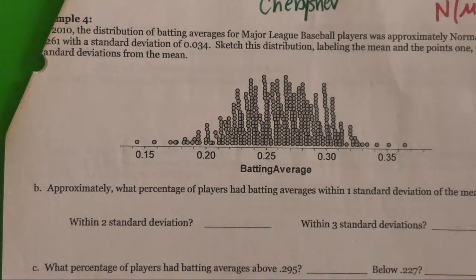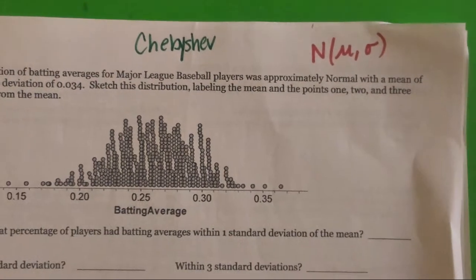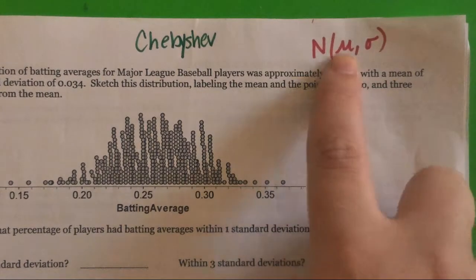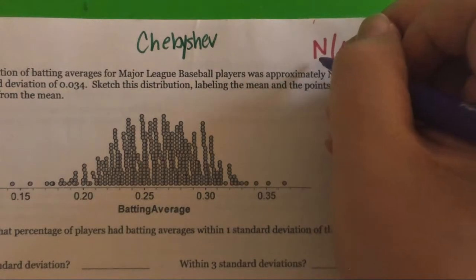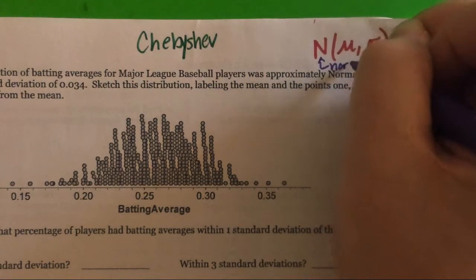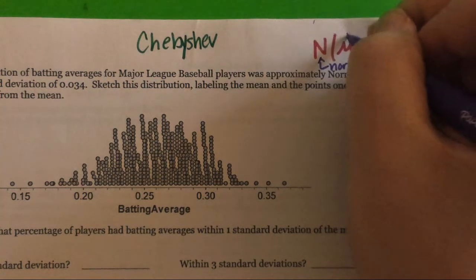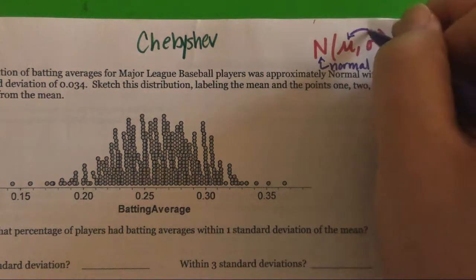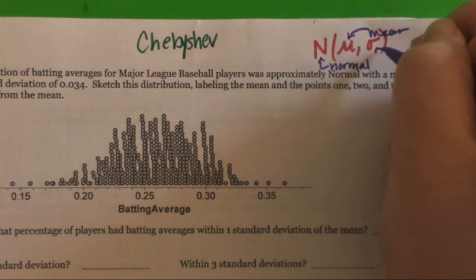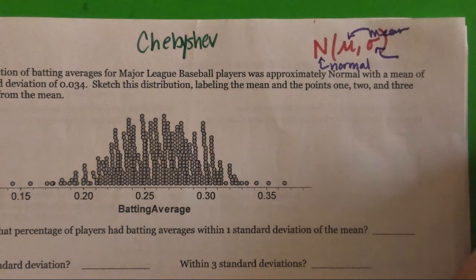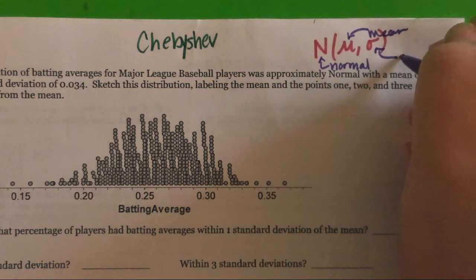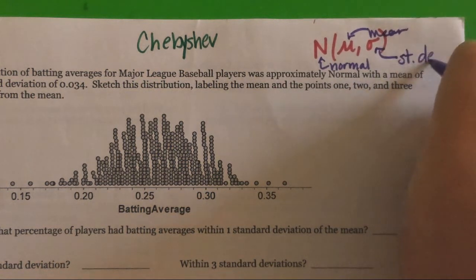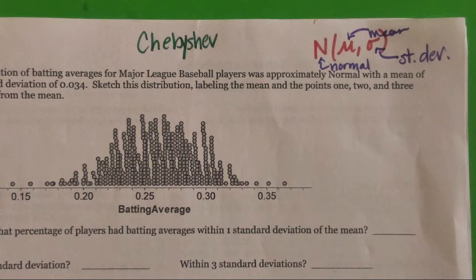Okay, and one more thing I forgot to mention yesterday that your book reminded me of. You need to get used to this notation. The N in this is standing for normal. What is the mu? The mean. And then this symbol? Yeah, Megan? Sample or population. It's actually going to stand for standard deviation in that case. Now, were you supposed to guess that last one? Probably not.